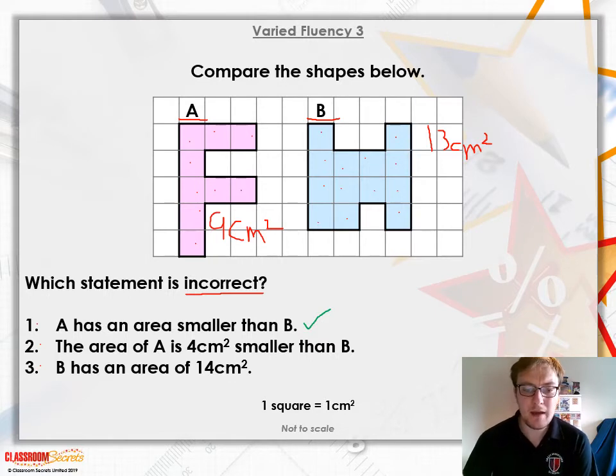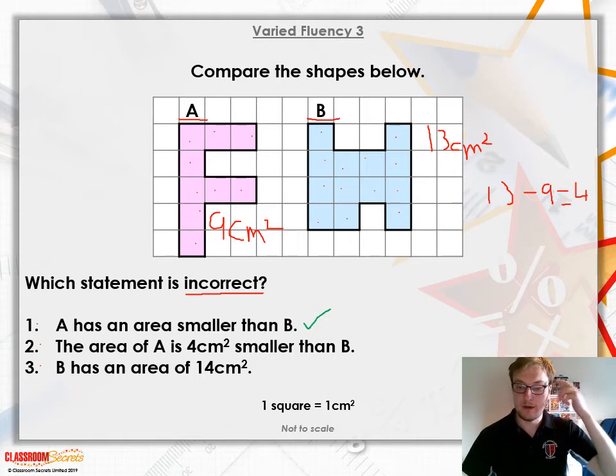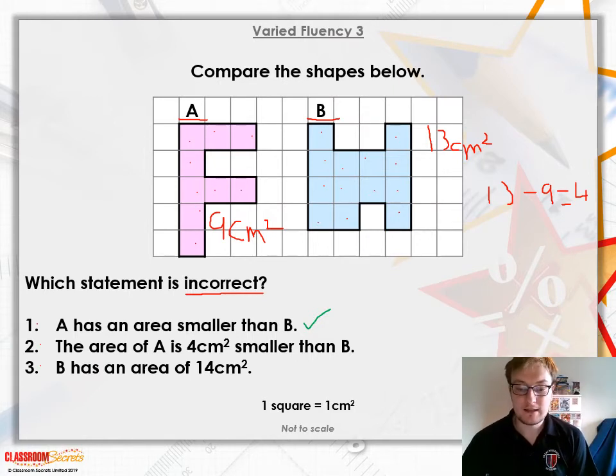Next would be the area of A is 4 centimetres smaller than B. So we do a bit of subtraction here. We just do 13 take away 9, which does equal 4. How I would do that, I can count on, so I can have 9 in my head. I can count on up to 13 to work out the difference, which would be 10, 11, 12, 13. So I've got 4 left there. So that statement, the 2, would also be correct.